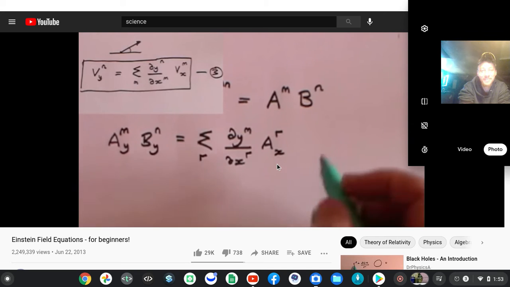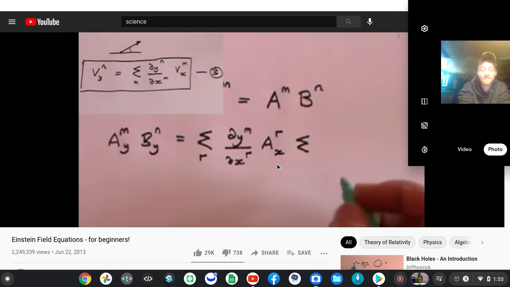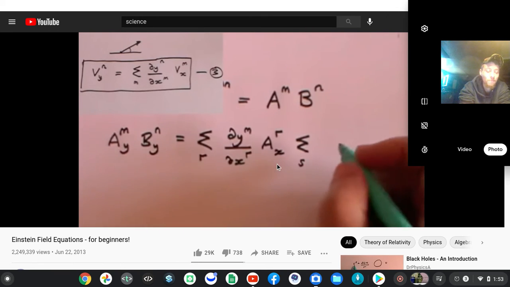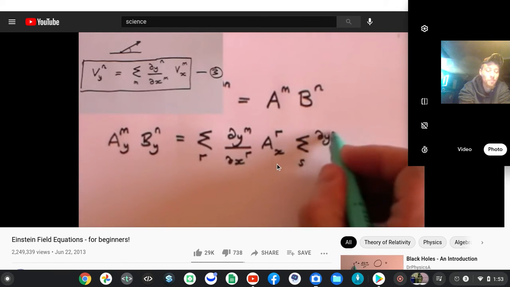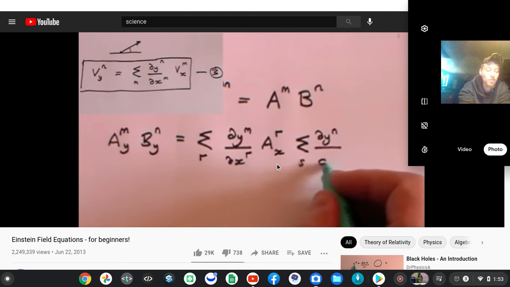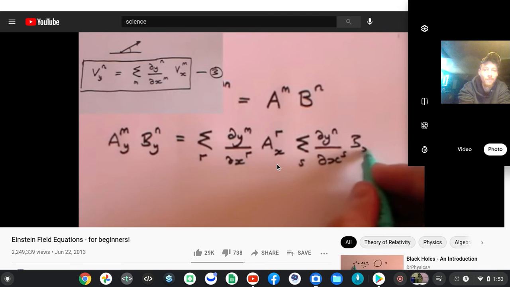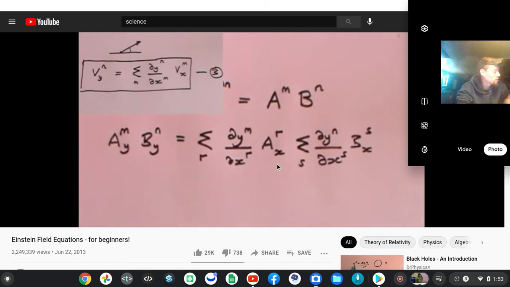And now we need to do the vector B in the X frame of reference, which again from equation 3 comes. I now need another summation term. Let's call it s. That's going to be dy n by dx s times B in the X frame of reference, s.